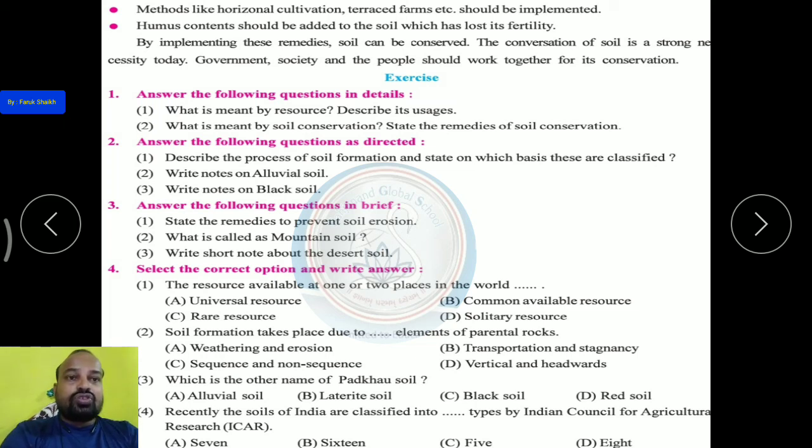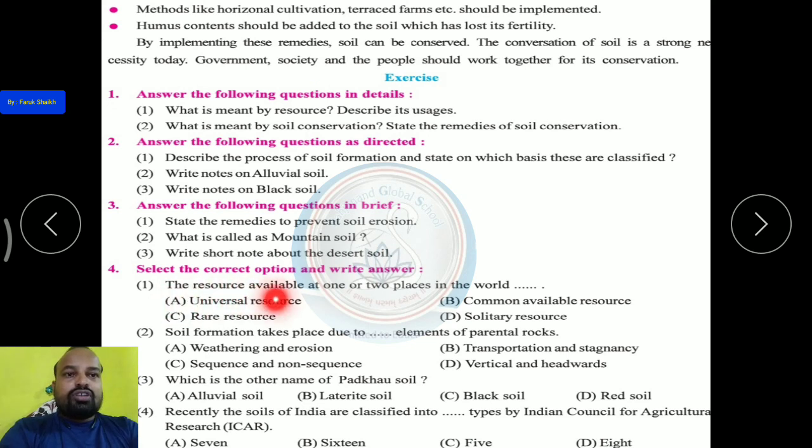That is, how can we prevent the erosion of the land, and what tricks and measures should we take for it. That is, you have to write the remedies. What is called the mountain soil? There was a height given, 2700 meters. Okay, write a short note about desert soil. So write a short note about the desert soil.